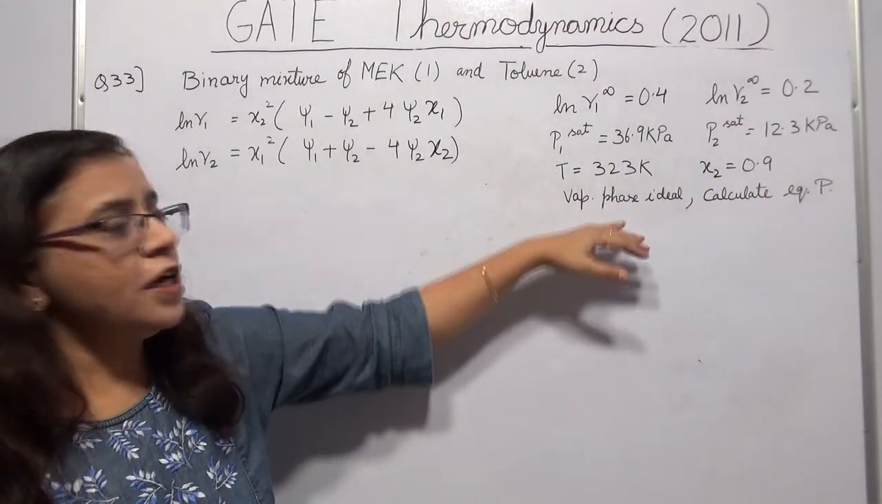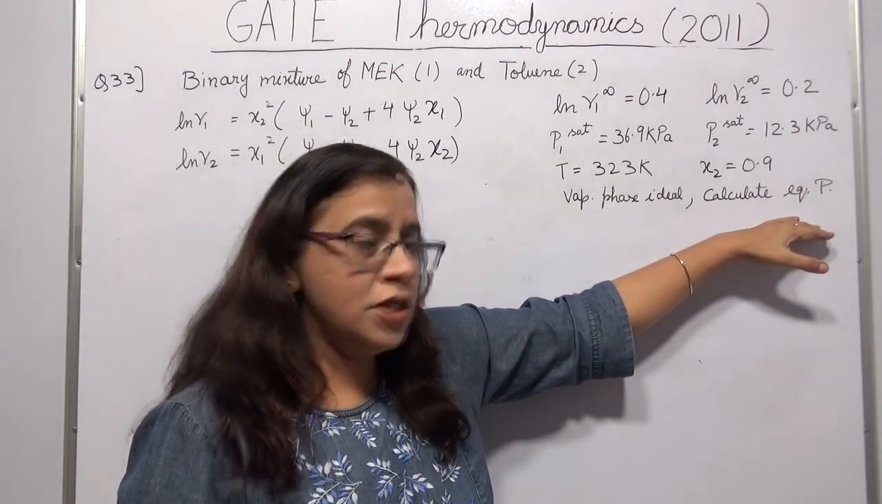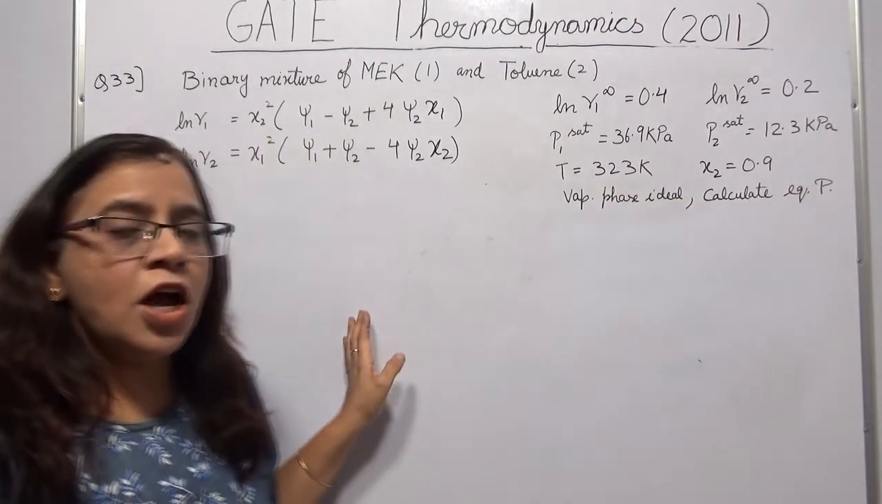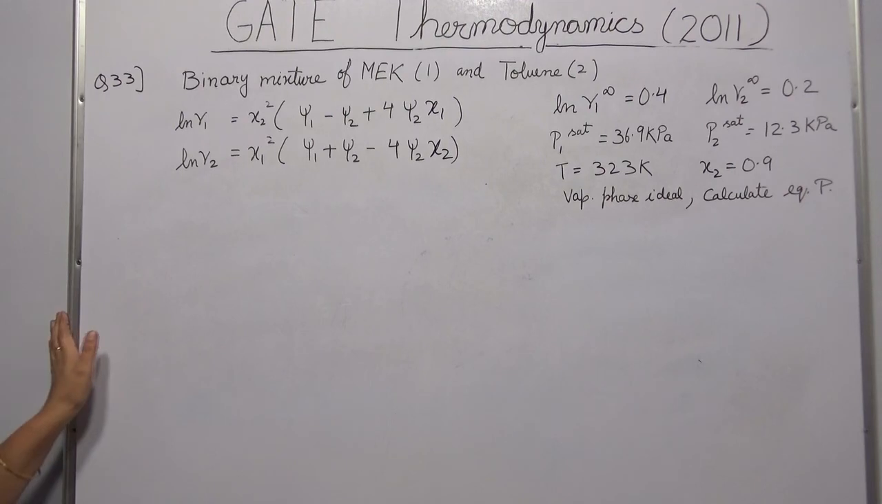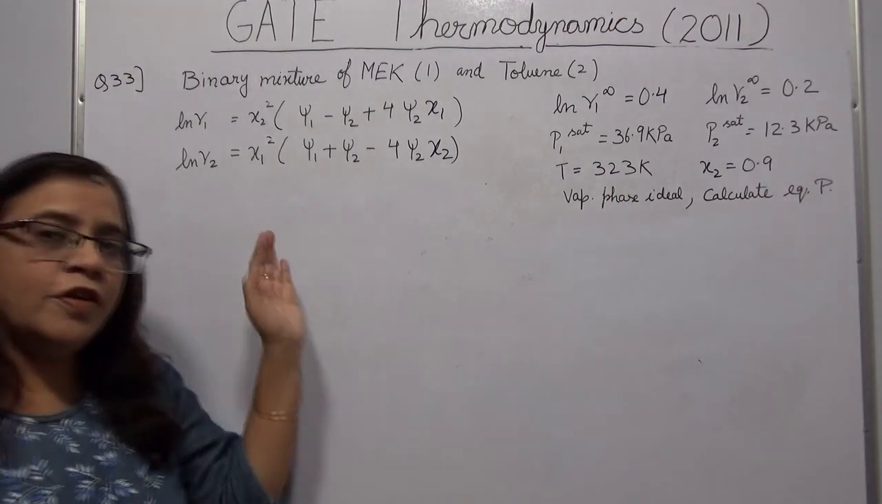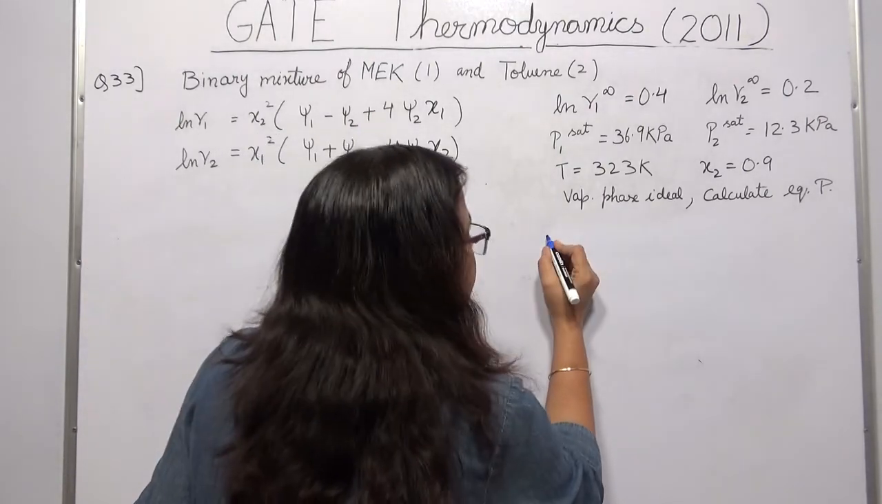Now they have said to assume that your vapor phase is ideal and calculate your equilibrium pressure when the mole fraction of component 2 in the liquid phase is 0.9. So once again this is a problem of vapor liquid equilibrium. So what are we going to use? We are going to use our Raoult's law.